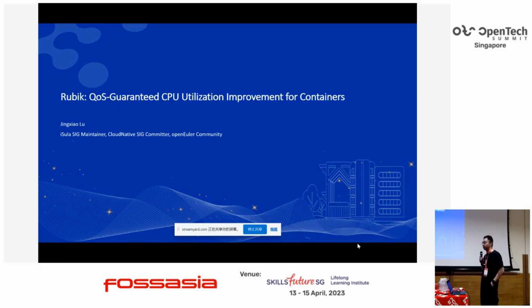One is Rubik. It's a new open source project. And the second is QoS guaranteed for containers.